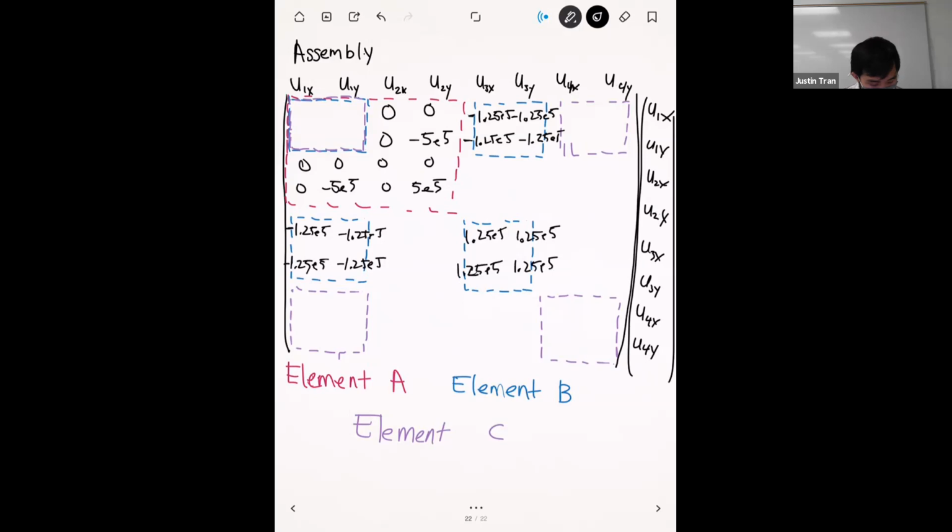Okay. And then we have the entries from element C. Okay. And so element C, we have a -5 E5, 0, 0, 0. And then we have a -5 E5, 0, 0, 0. And then a 5 E5 here, 0, 0, 0. Okay. All right. And then everything else, of course, is zeros.